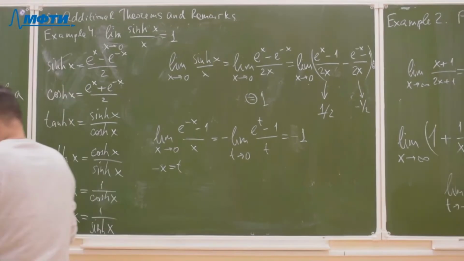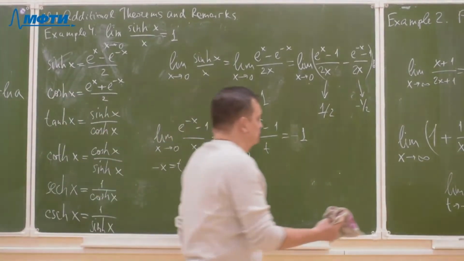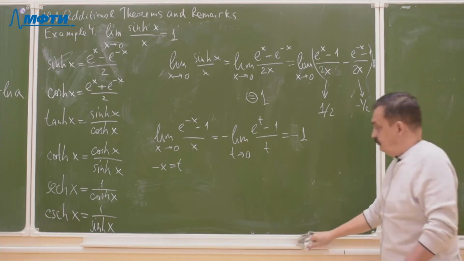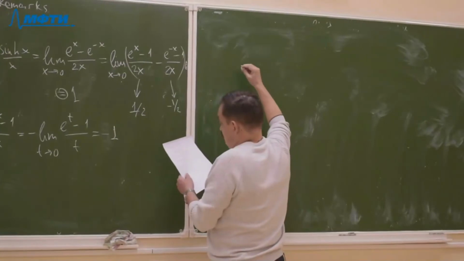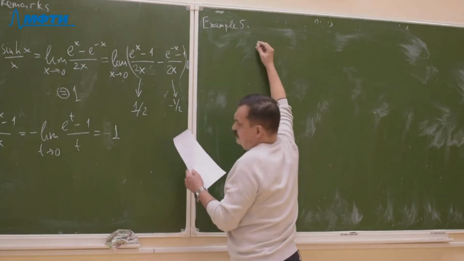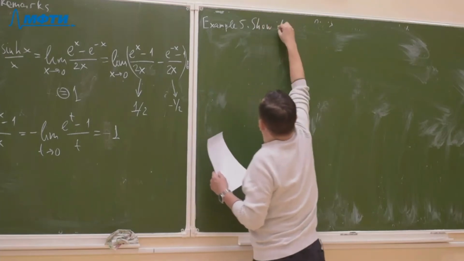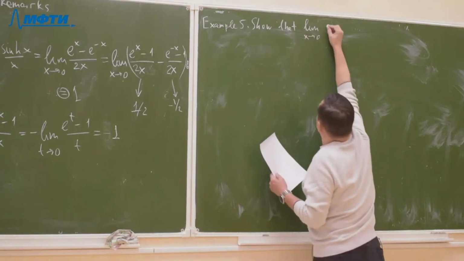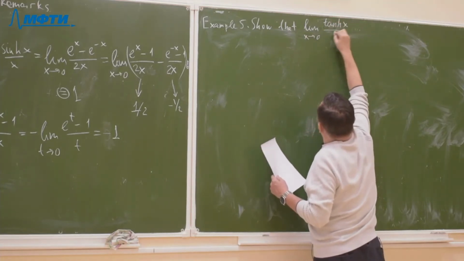Example 5 is about tan hyperbolic. So, example 5: show that the limit as x tends to 0 of tan hyperbolic x over x equals 1.